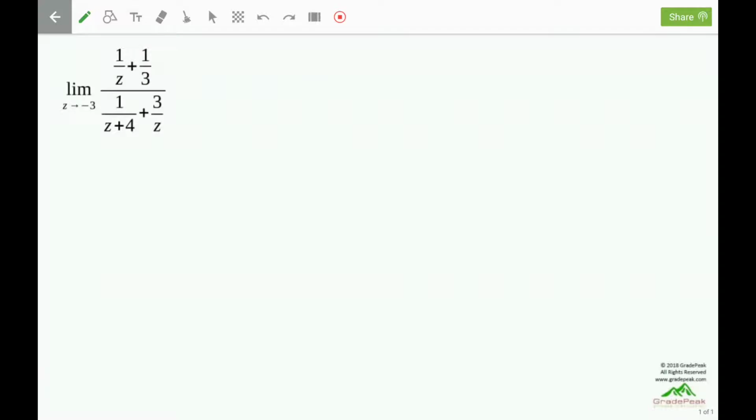Limit as z goes to -3 of (1 over z plus 1 over 3) over (1 over (z plus 4) plus 3 over z). Let's start by plugging in a -3 for each of the z's. We have 1 over -3 plus 1 over 3, divided by 1 over (-3 plus 4) plus 3 over -3.